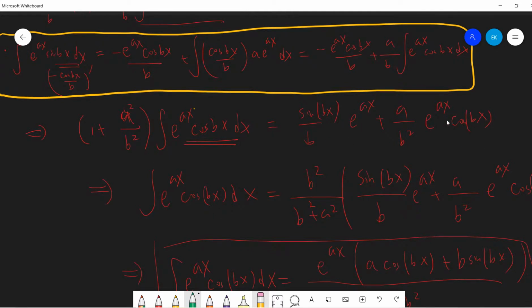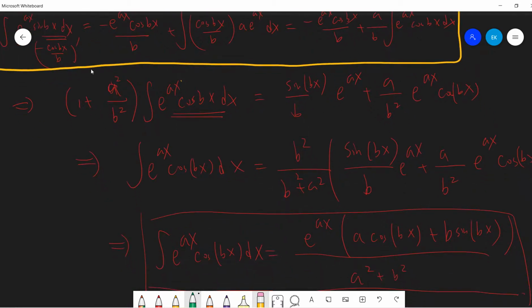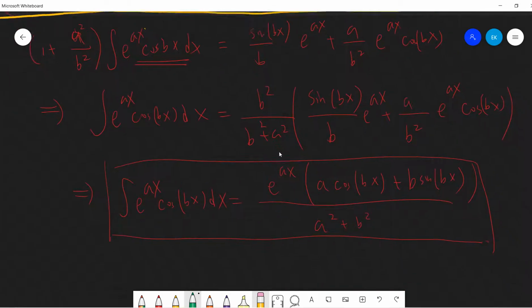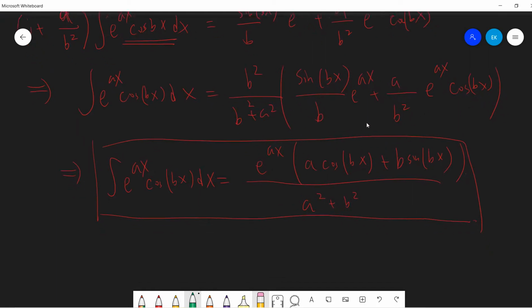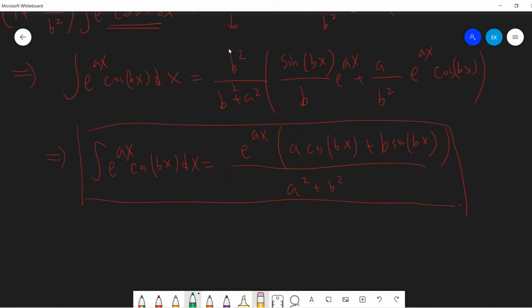So one is sine bx, one is cosine bx, divided by b and over b squared. And you multiply these terms to the right hand side, so this is b squared divided by b squared plus a squared. So we have sine bx divided by b exponential ax plus a divided by b squared exponential ax cosine bx. You just do some algebra, and finally you cancel this b squared against this a. So there's a times cosine bx, and then there's an additional b in front of this sine bx.